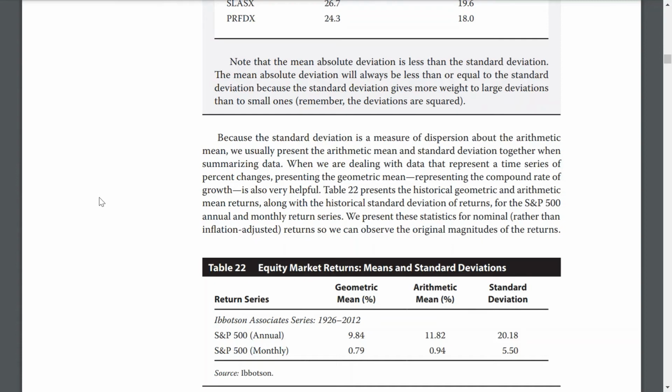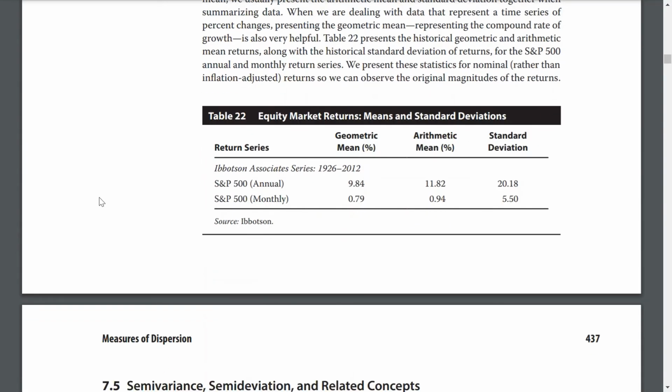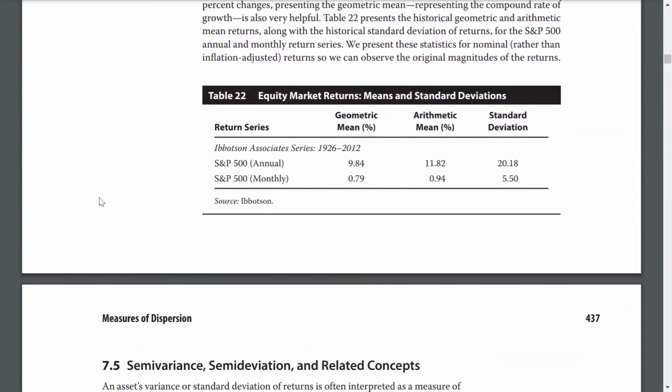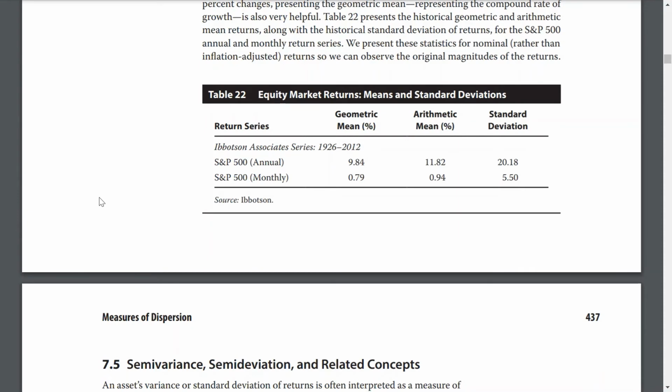Table 22 presents the historical geometric and arithmetic mean returns along with the historical standard deviation of return for the S&P 500 annual and monthly return series. We present these statistics for nominal rather than inflation-adjusted returns, so we can observe the original magnitude of the returns. Equity market returns, means and standard deviation. Return series: the monthly and annual returns, geometric, arithmetic, standard deviation.